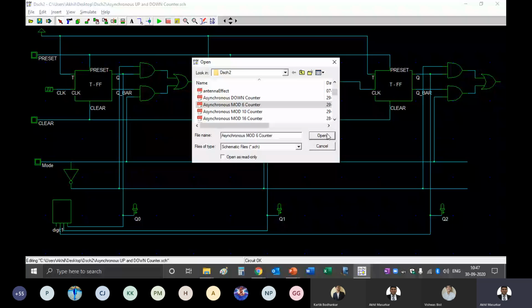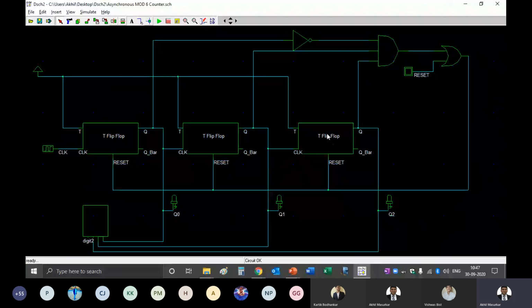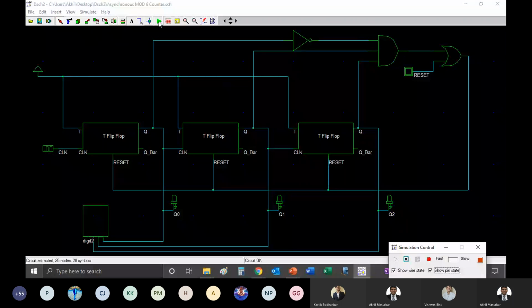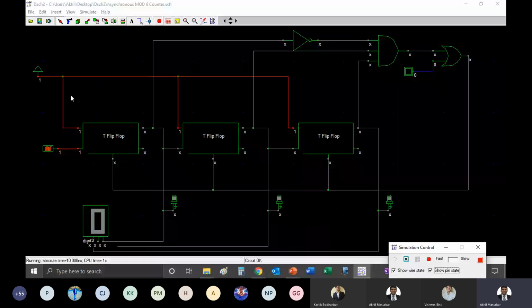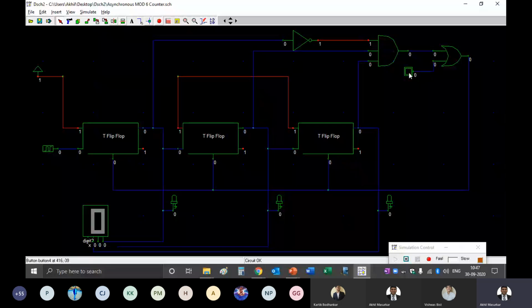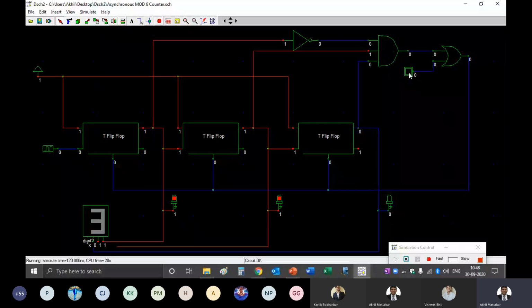So I'm just putting this counter in front of you. Now let's simulate this thing. So you can see that initially we have to reset. So this is my reset button, and I'm resetting it. So I make it 1, I make it 0.